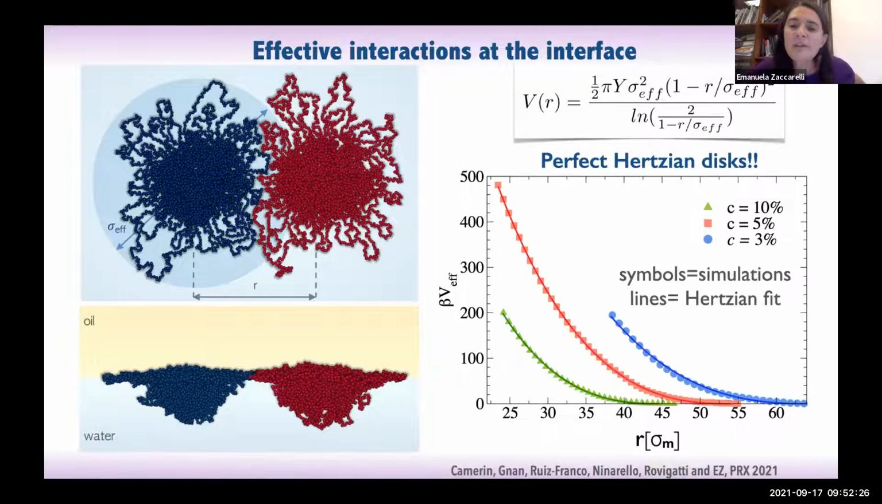And if you do that, then the surprise that we got is that basically the effective interaction between two microgels at the interface is perfectly Hertzian. Before we were talking about a few kT, now we have reached a case in which we are at more than 500 kT, and you start also to have core-core interaction, and the Hertzian model works perfectly.